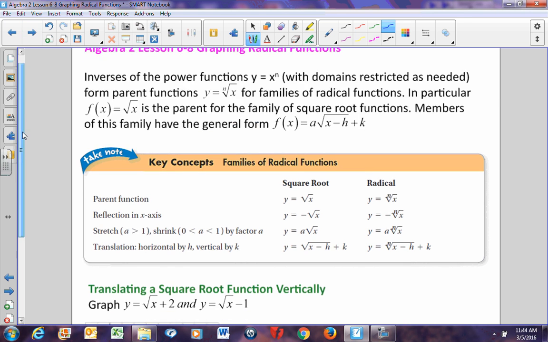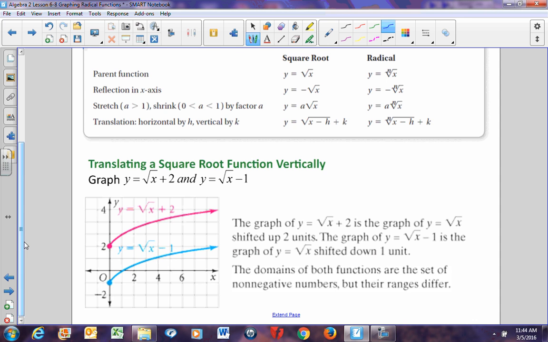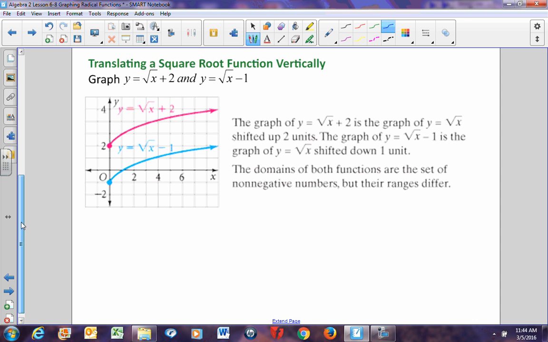So let's take a look at a square root function for a moment. You can see this function, the graph of y equals the square root of x, and we're going to translate it. The parent function would be y equals the square root of x. If we translated it vertically, plus 2, notice how it would have been here, but it has jumped up 2 units now. So now here's your new graph right there, translated up 2. Here it is translated down 1.